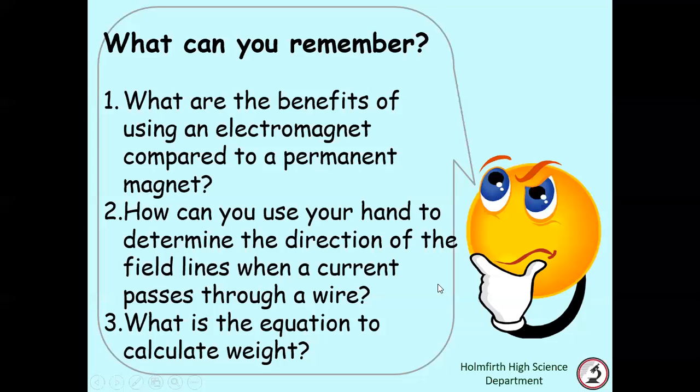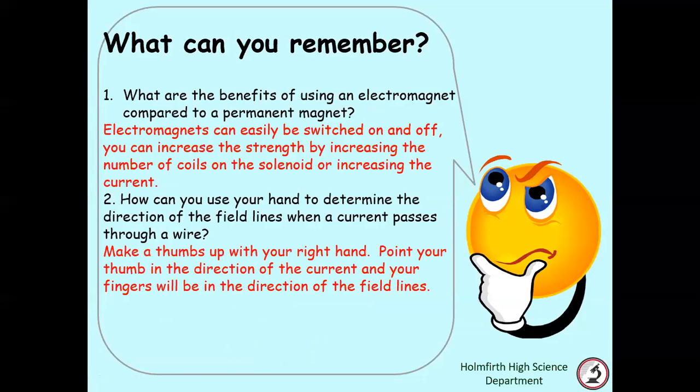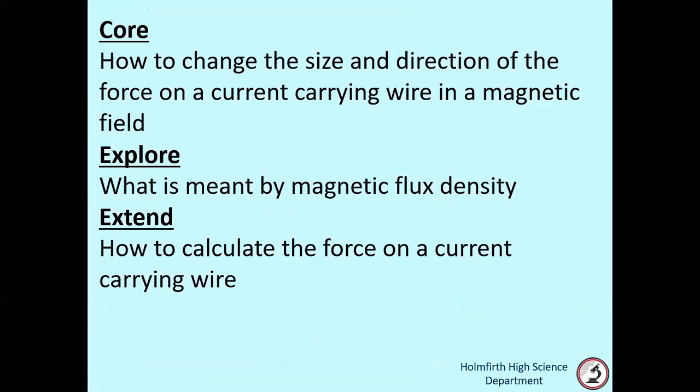Now what we're going to do then is take us back to PowerPoint. You'll see on the PowerPoint that you've got those 3 questions. You should be able to answer number 2 now if you're using the right-hand grip rule. Now, what we're going to do in this lesson is look to see how to change the size and direction of the force in a current carrying conductor in a magnetic field, what we mean by magnetic flux density, which I've just clicked on there, and how to calculate the force in a current carrying wire.